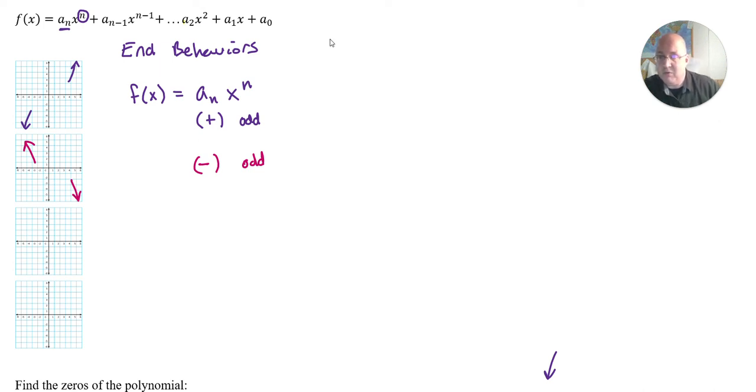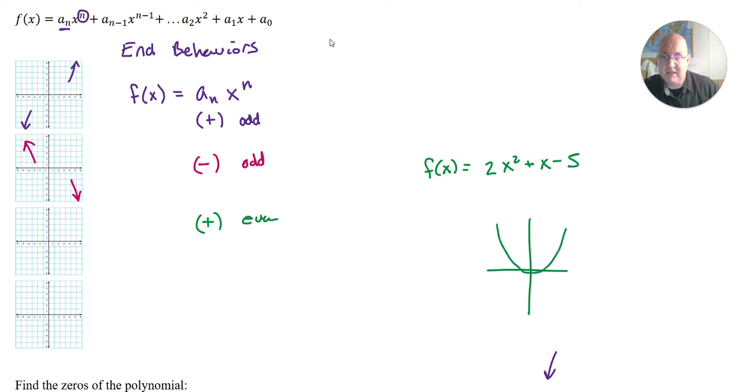Okay, now let's think about what if that a sub n was still positive and the exponent was even. We actually know one of these. f of x equals, let's say, 2x squared plus x minus 5. Okay, what does that look like? Well, we know what it looks like. The graph looks like this. It's a parabola. It's going up to the left and up to the right. So the two ends, to the left and to the right, are going to both go up. They're going to increase without bound.